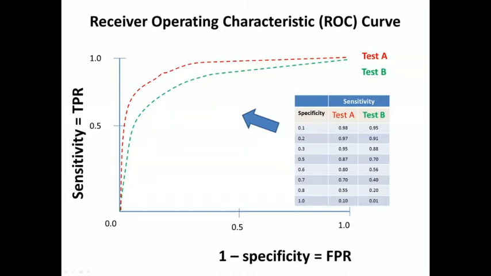So this is called a receiver operating characteristic curve. You may have heard that term. Some people refer to them as ROC curves, things of that nature. That's a good way to summarize and compare two tests because it eliminates the problem of the threshold effect.